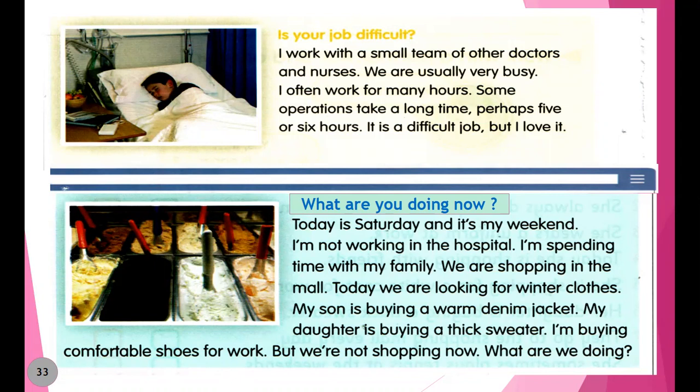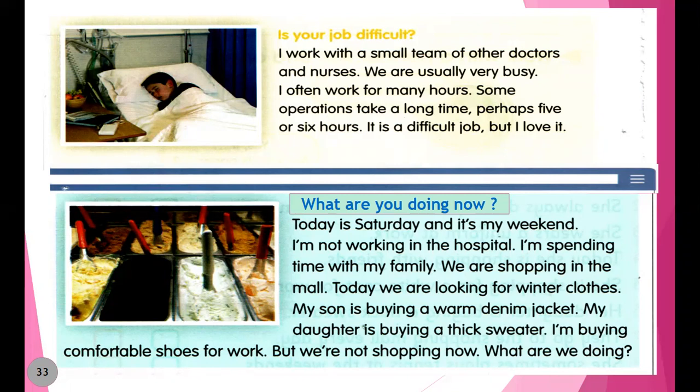نتسوق في المول. Today we are looking for winter clothes. ونحن اليوم نبحث عن ملابس شتوية. My son ابني son is buying يشتري a warm denim jacket. يشتري جاكيت قطنية جينز دافئة. My daughter is buying a thick sweater. وابنتي تشتري بلوز سميك. I'm buying وأنا أشتري comfortable shoes حذاء مريح for work للعمل. But we are not shopping now. ولكننا الآن لا نتسوق. What are we doing?